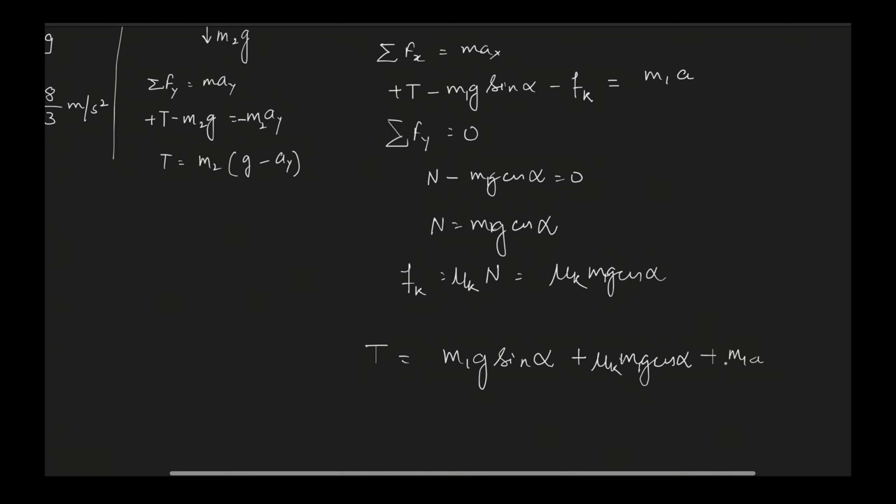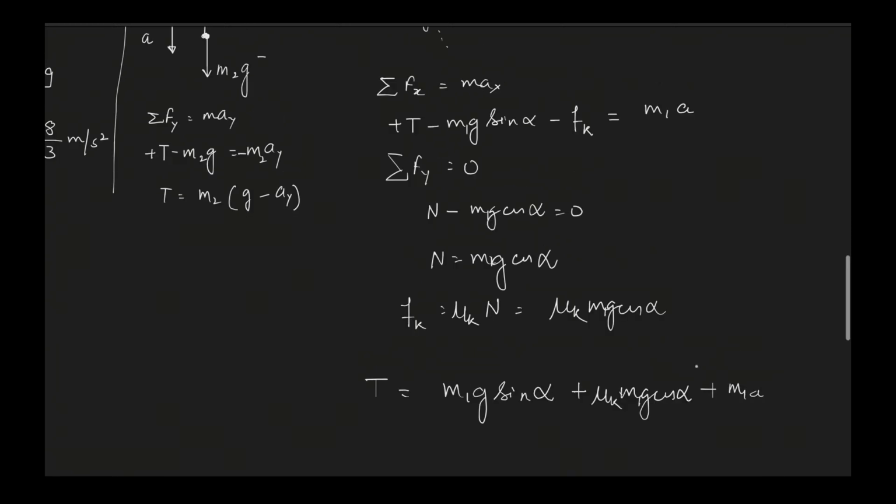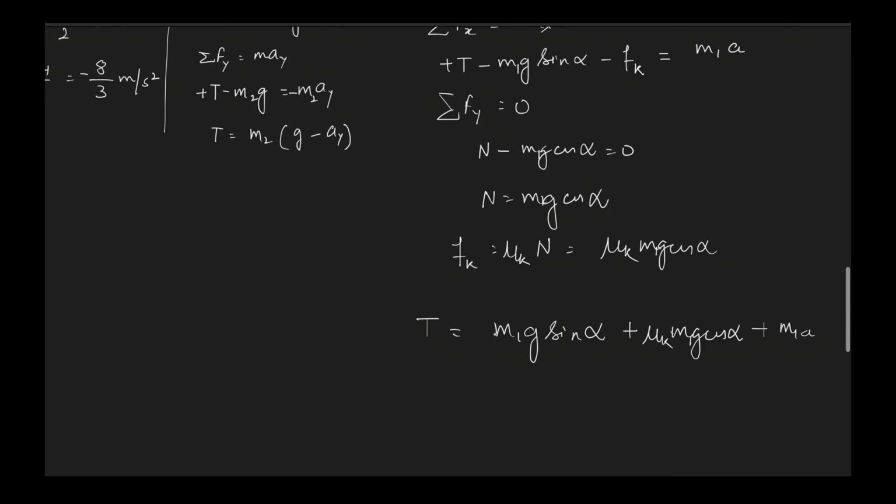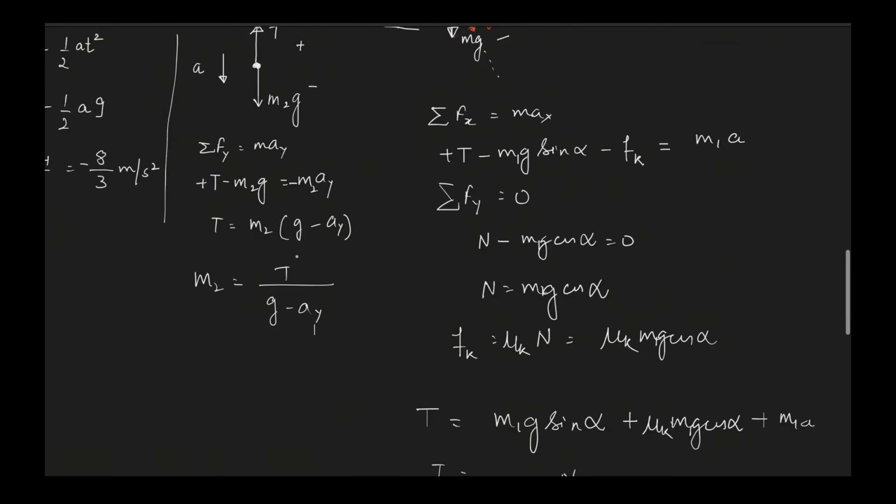So you can solve this, and you can also use acceleration, which is also known, because whatever is the acceleration of m2, the same is the acceleration of m1. So everything is known. You can find out T. Once you find the T from here, you can use that to figure out your m2. So T upon g minus a. So this is how you will address this problem.